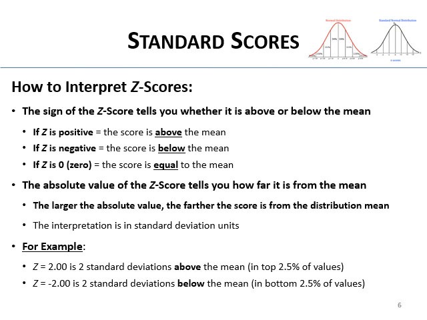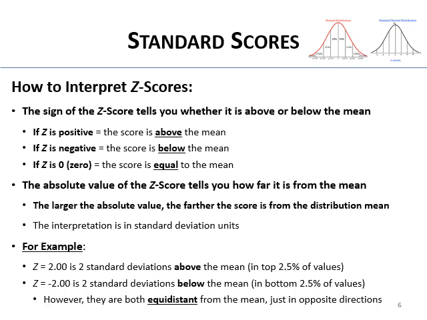A Z-score of -2 is 2 standard deviations below the mean. It's also equally far from the mean, but low, right? Because it's -2. So that is an extremely low score. They're both equidistant from the mean, just in opposite directions. They're both equally far from the typical score in the distribution. First one is really high, and the second one's really low.